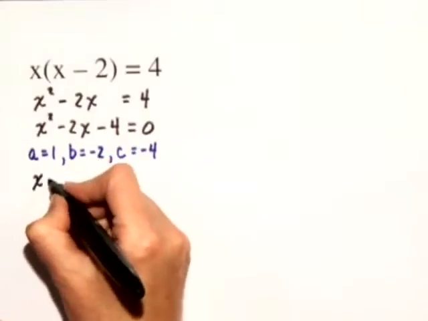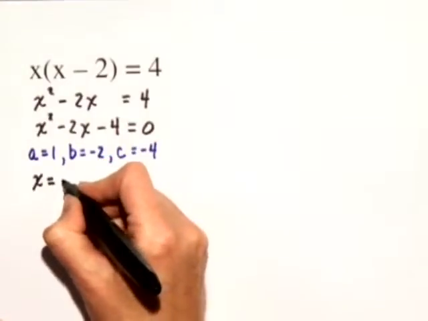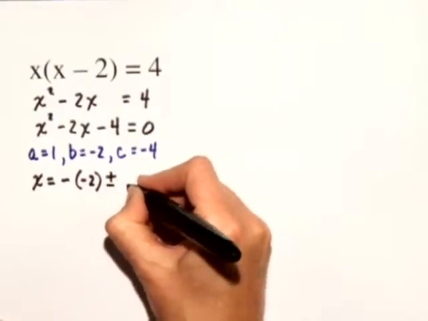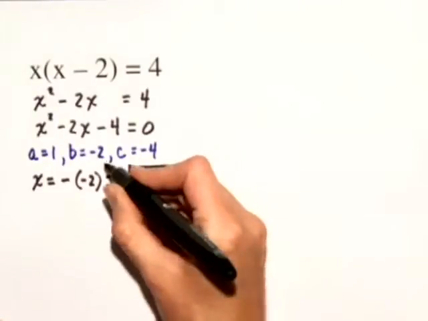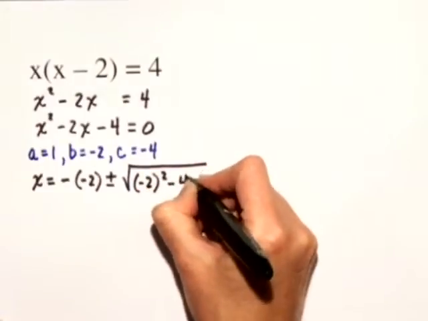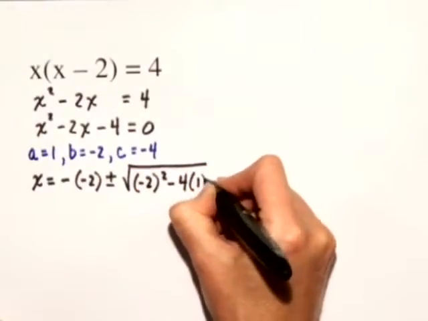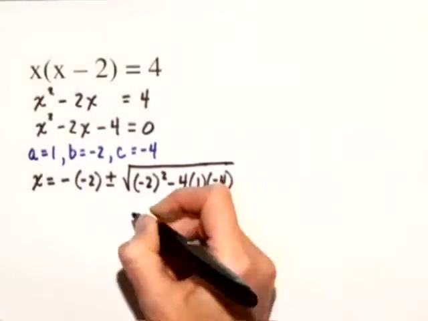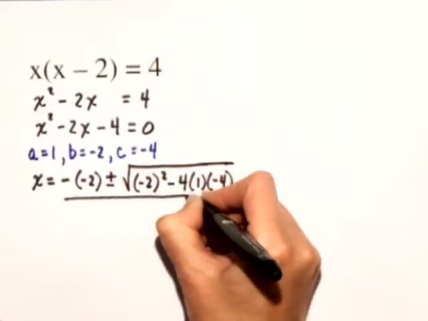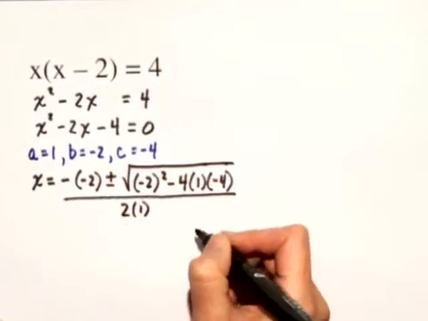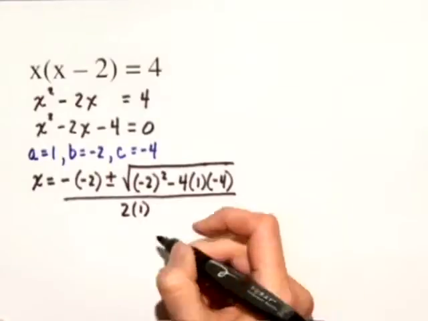Remember, x is equal to negative b, so negative 2, plus or minus the square root of b squared, so negative 2 squared, minus 4 times a, which is 1, times c, which is negative 4. And that's all over 2 times a, or 2 times 1. So we just need to simplify this.